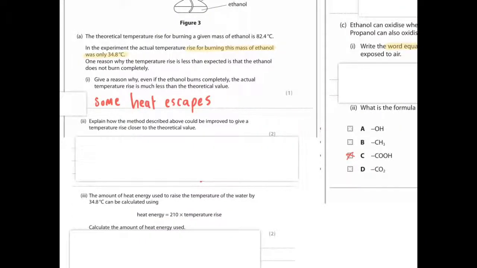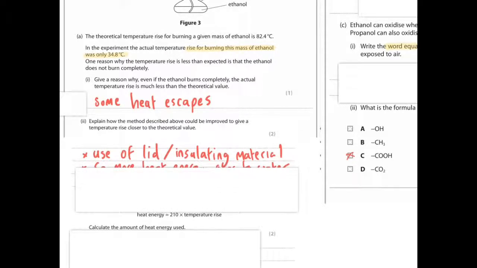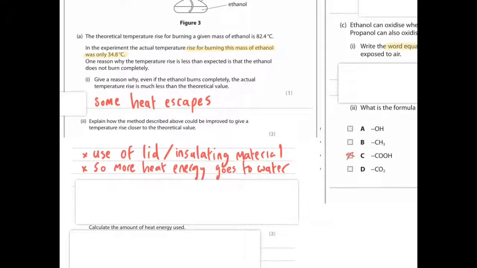So some heat escapes. Explain how the method described above could be improved to give a temperature rise closer to the theoretical value. So say what you do and explain why that would benefit. So the obvious thing is if heat escapes, you need insulation. So use of a lid or insulating material. Why? So more heat energy goes to the water and less escapes to the environment.